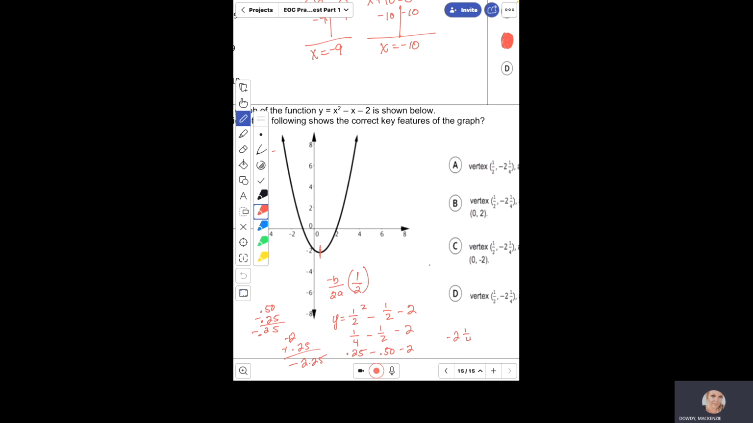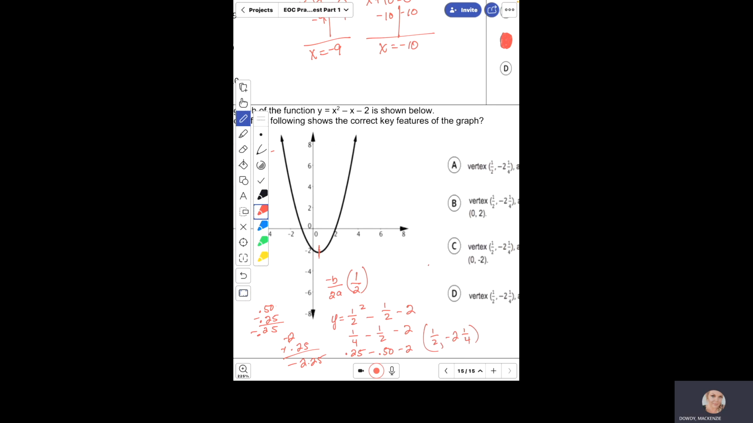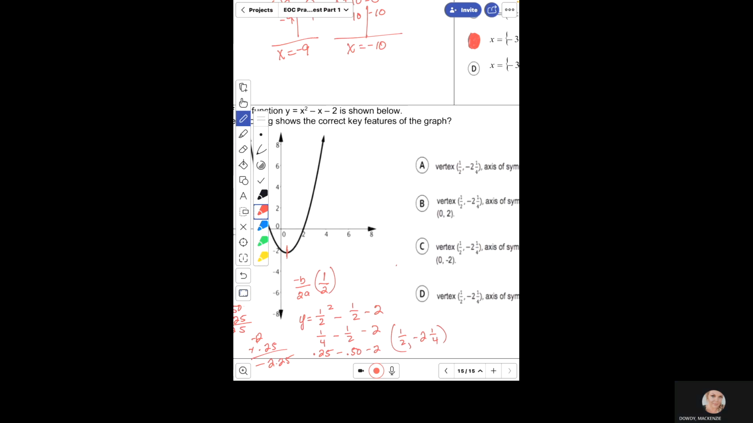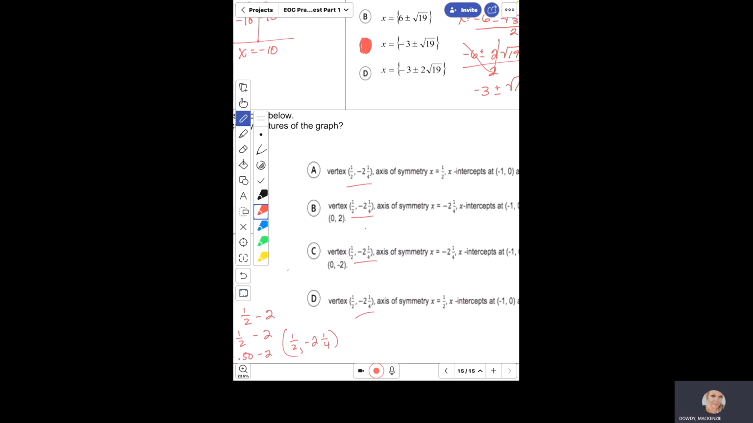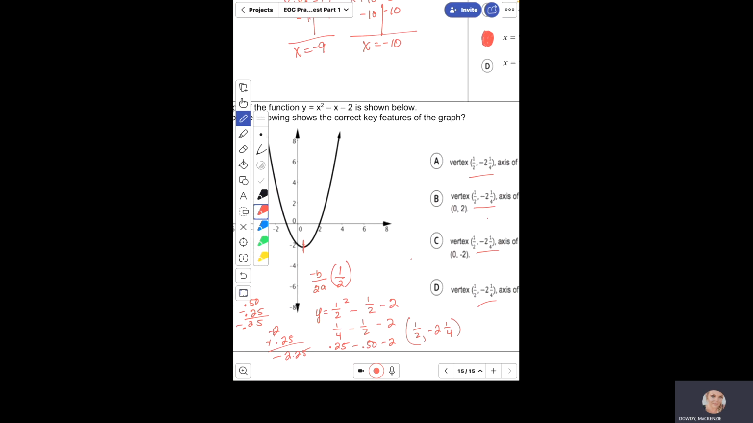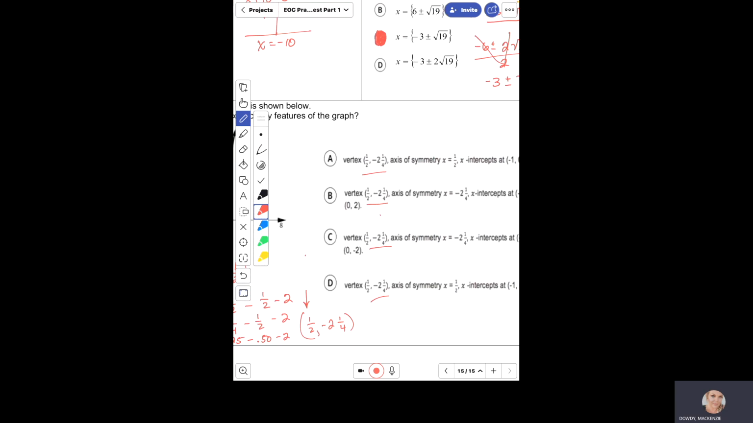2.25. So our x value is 1/2. Our y value is negative 2.25. See if we can eliminate anything over here yet. 1/2, negative 2.25. Nope, nope, nope. Can't eliminate any of those. Our axis of symmetry is the x value of our vertex, which is 1/2. So this one has x equals 1/2, so that one's correct. This has x equals negative 2.25. That is not correct. That was our y value. Same thing here. X axis of symmetry equals negative 2.25. No.